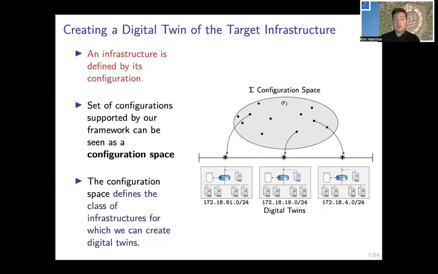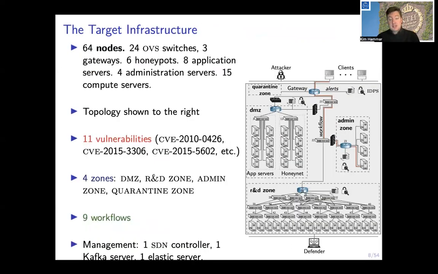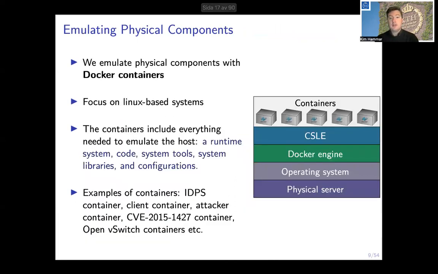Throughout this talk, I will focus on one such configuration, which is the one that we see here. So this is an infrastructure with 64 nodes that are connected in the topology that we see to the right. And the first step in creating a twin of this environment is that we have to emulate the physical nodes. So we have to emulate the servers, the switches, and the gateways. We do this using virtual containers. So we map each physical node to a container and then we run software inside that container to emulate the processes and the services offered by the component.